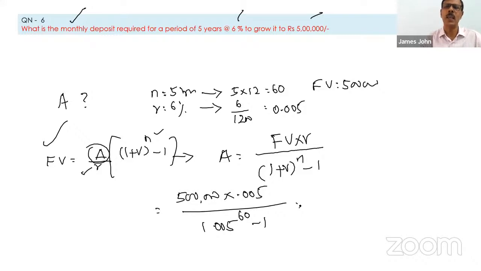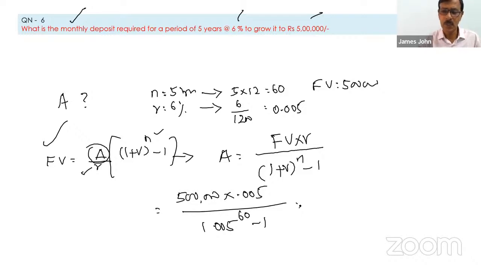Then there will be a question: what is the loan amount, what is the EMI, or what is the half-yearly installment? Then you can use the EMI formula. Here, this is a question on annuity where you have to use the annuity formula. 5 lakh is the future value, and what is the monthly deposit he has to make? In the case of annuity, you have to find the annuity amount.